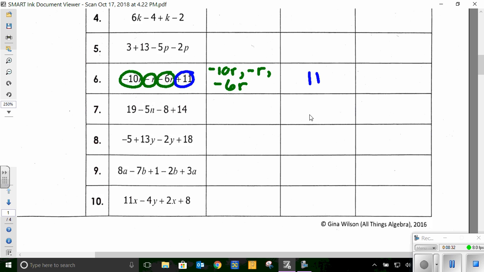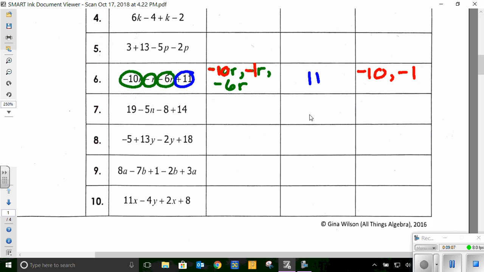Now my last column, remember, we're looking for our coefficients. Since all my like terms have variables in them, I'm looking at the coefficient of the variable. In this one I have a negative 10. There's one of them, so that's a negative 10 for a coefficient. I have a negative in front of the r. Remember, ladies and gentlemen, there's a little 1 hiding in there, because we have only one r sitting there, but it happens to be a negative 1r. So my coefficient of r is negative 1 in this case.